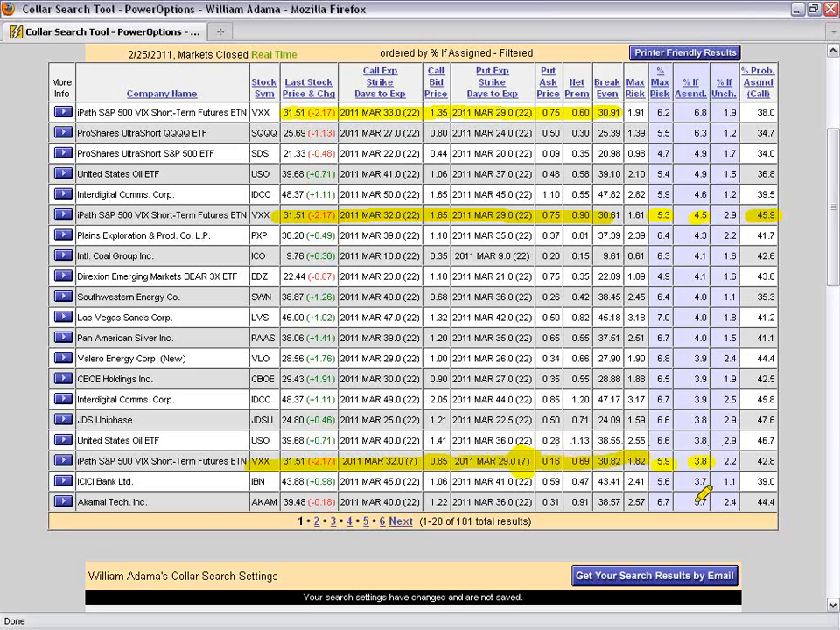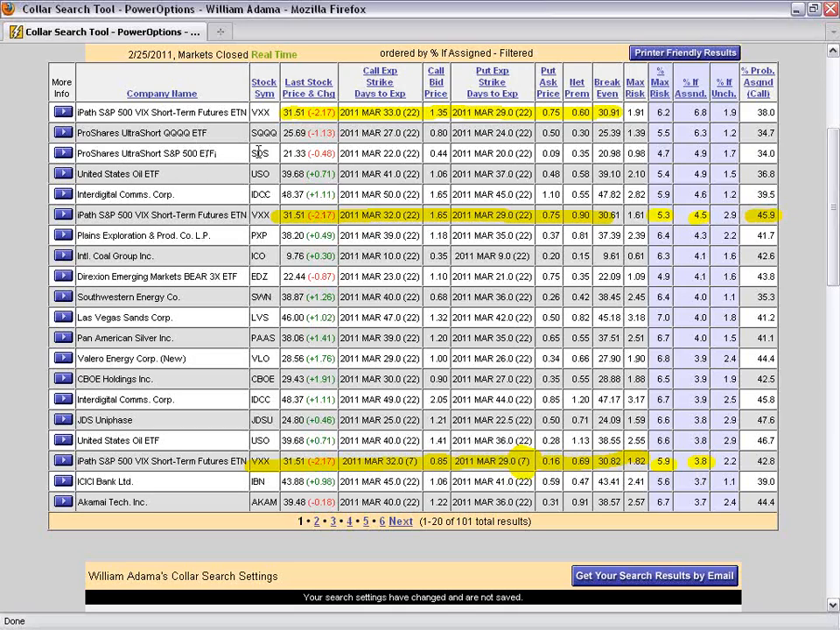3.8% return of 5.9%. So if I was interested in that particular position, I might want to use the weekly to get a better annualized return as opposed to the monthly. But I'm including both in my searches, aren't I? All right, but I see a lot of things in here I would never trade.